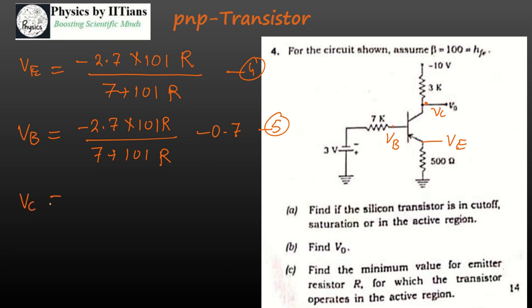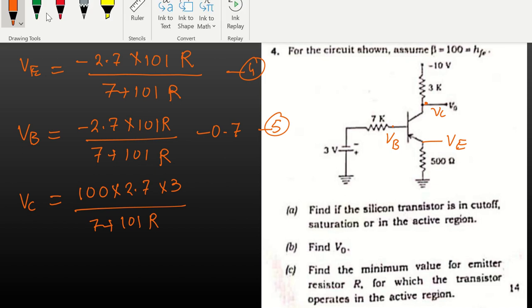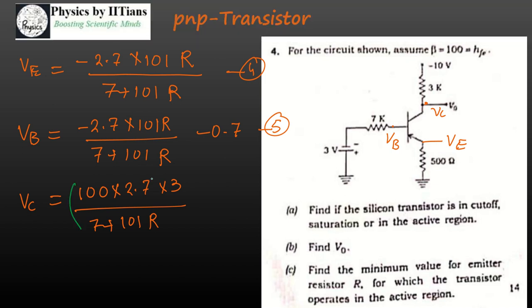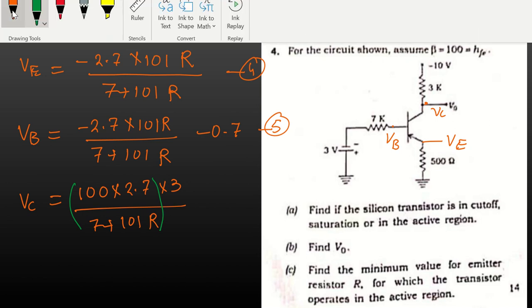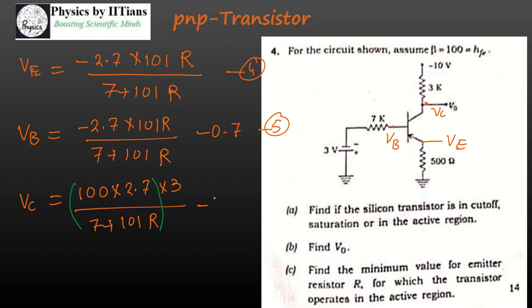Then VC, the collector voltage, you can find again using this relation that VC minus 10 should be equal to IC into 3, and IC we have already calculated. If we substitute that, we will get 100 times 2.7 times 3 over 7 plus 101 R. What I am writing is that this term is your IC, and I am multiplying this IC by 3, so I am getting the potential drop here, and that 10 potential that is given at the top will also be written, so it will be negative 10.